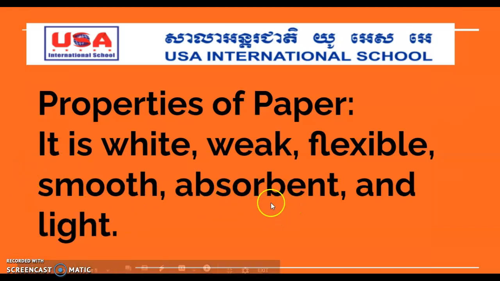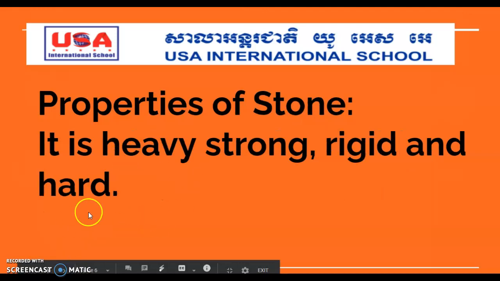Absorbent, it will absorb water. If we put the paper on the water, then the paper will get soaked. It will absorb like a sponge. It will suck up some water, right? And also it is light, not heavy. But sometimes if you have a lot of paper with you, like 20 books, then it could be very heavy.